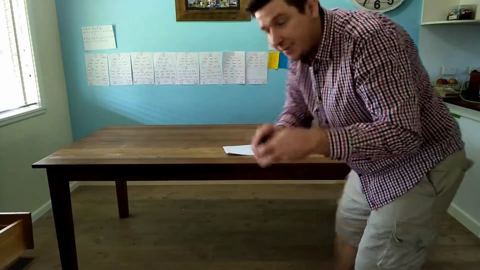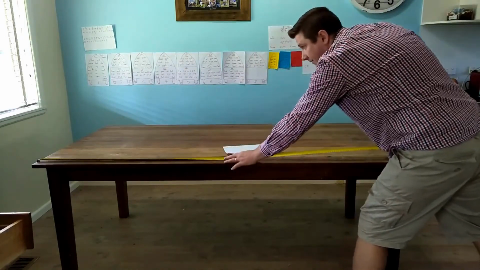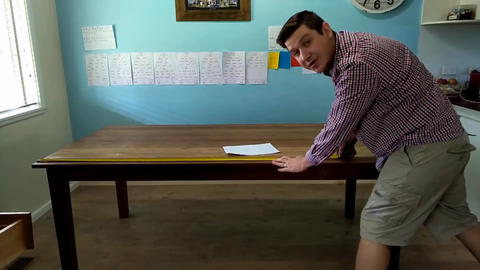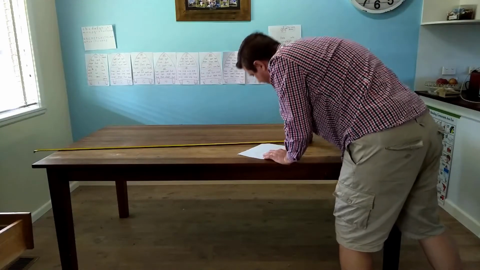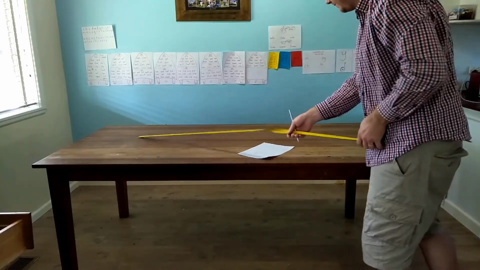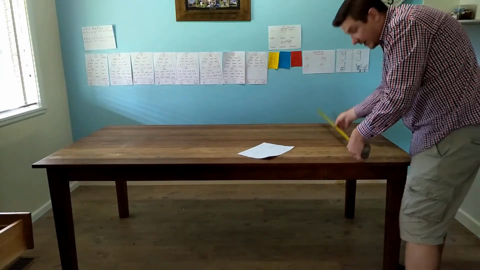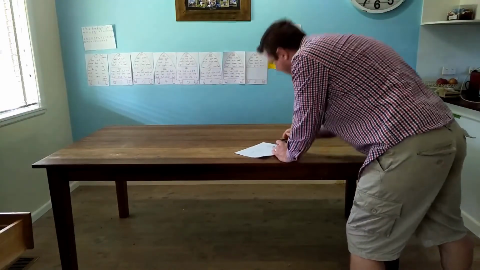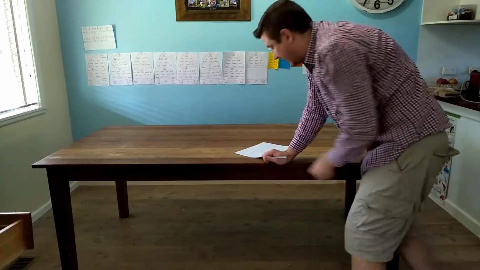Okay, so now we need to get some measurements on the page. We need to take the measurements from our table. So let's get our tape measure and we'll measure the length of our table, which is exactly 2 meters. So that's 2,000 millimeters. I'm going to write that on my page. I'm going to measure the width. Exactly 1 meter. So that's 1,000. And I'm going to measure the thickness of my top. It's 20 millimeters thick.